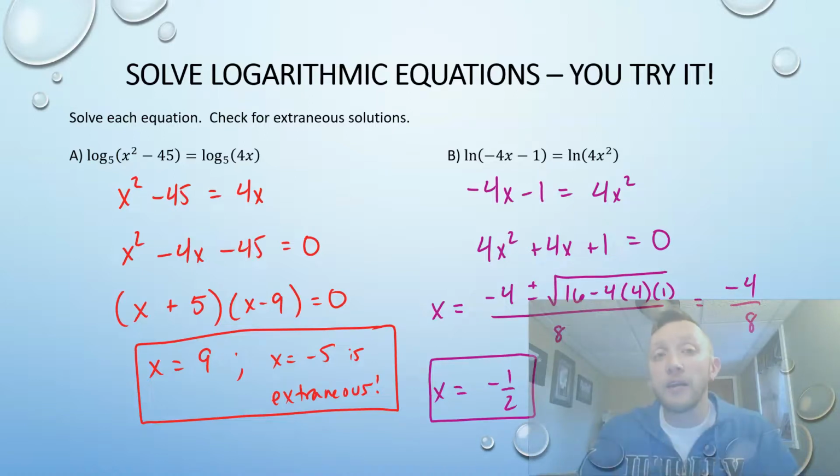Now, if we plug that in to both sides, it works out. It's totally fine. Negative 4 times negative 1/2 would be a positive 2, and then 2 minus 1 would be 1, and you could take the natural log of 1. On the right side, 4 times negative 1/2 squared: when you square a negative, it becomes a positive, and 1/2 squared would be 1/4. So 4 times 1/4 would also be 1. So you'd have the natural log of 1 on both sides. That's totally fine, so negative 1/2 would be a solution.